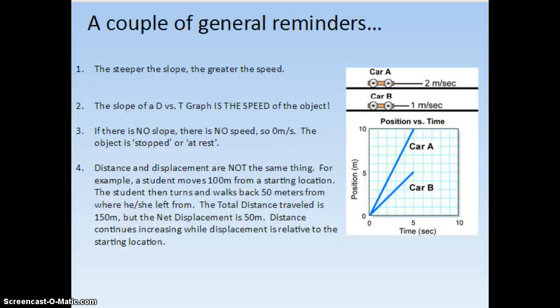And last but not least, a couple of general reminders. The steeper the slope, the greater the speed. The slope of a distance time graph or a position time graph is the speed of the object. If there is no slope, there is no speed. So it is traveling 0 meters per second or 0 kilometers per hour or 0 whatever your distance or displacement or position is divided by the time. Therefore, the object is stopped, which is what physicists refer to as at rest. We'll get into distance and displacement within our next class. So there you have it.